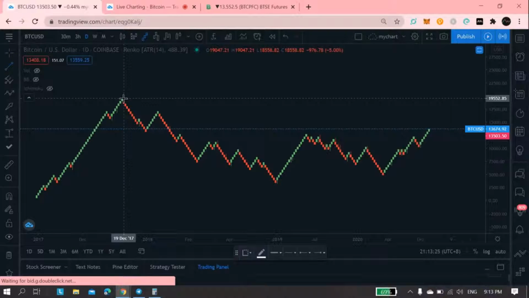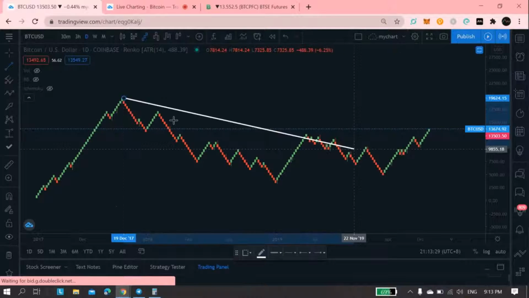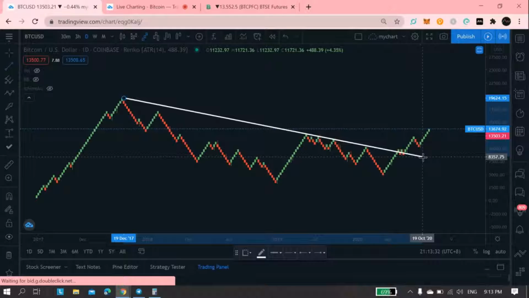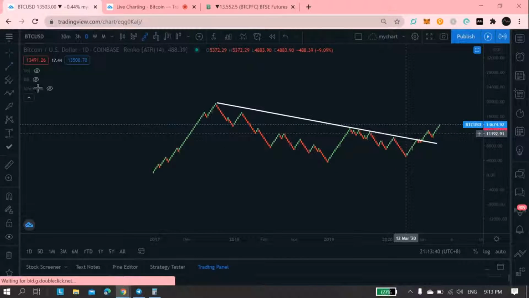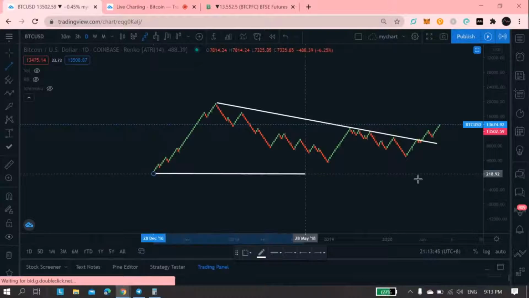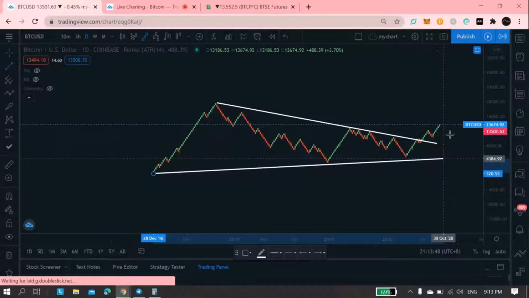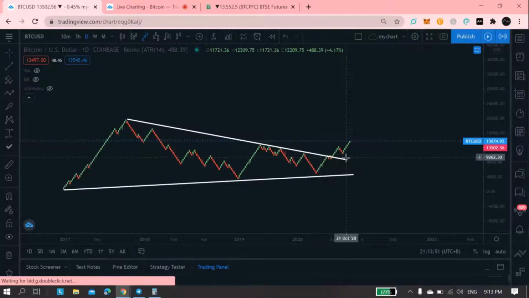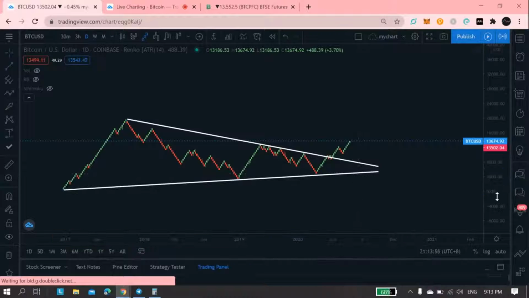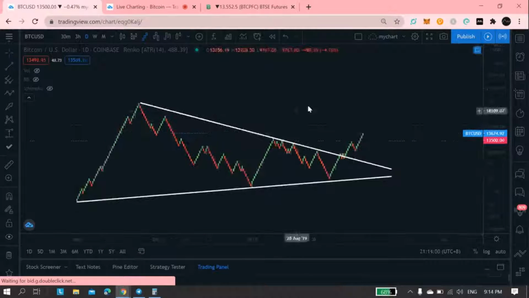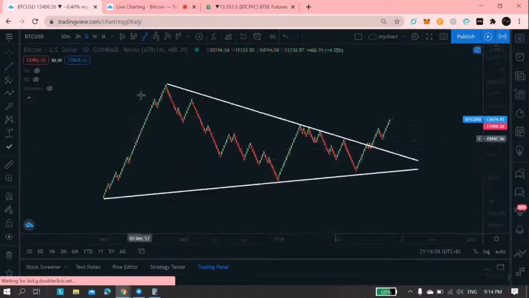So this is the all-time high. I love using Renko because it's less noise, and yeah, I can clearly understand where the general trend of the asset I'm trading is.